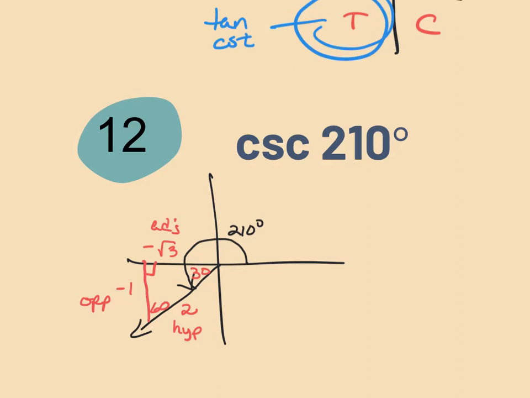Cosecant is the reciprocal of sine. Sine is normally opposite over hypotenuse, so cosecant will be hypotenuse over opposite. Hypotenuse is 2, opposite to 30 is negative 1. So cosecant of 210 is negative 2. Again, I'm in quadrant 3. In quadrant 3, only tangent and cotangent are the positive functions. So getting a negative answer is good.